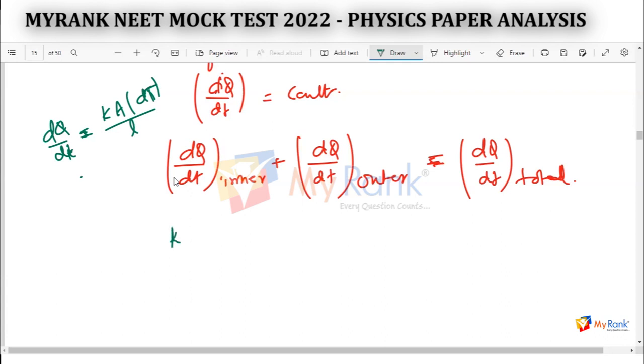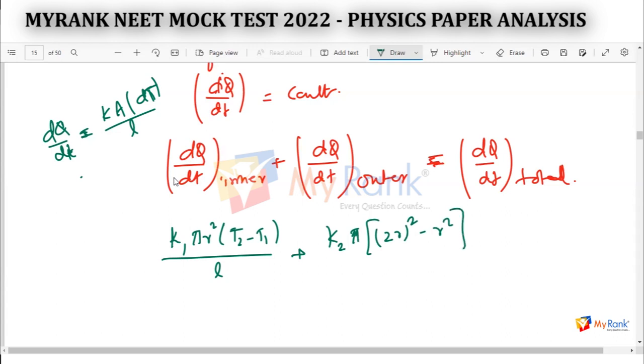right? So K1, inner, pi r square area. So T2 minus T1, between those two the temperatures are different, T2 and T1, by L. L is nothing but L only here. For all it will be the same. And next, students, for the outer, K2, thermal conductivity K2, pi, here this is nothing but 2r square minus r square, pi r square inner and outer, into T2 minus T1 again, all divided by L, is equal to total, no?